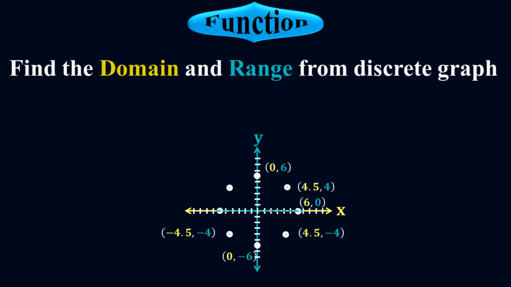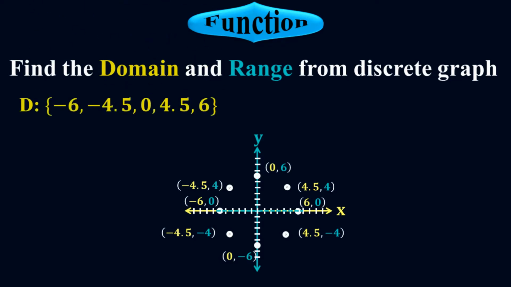At this point I have -4.5 along x-axis and -4 along y-axis. At this stage I have -6 along x-axis and 0 along y-axis. At this point I have -4.5 along x-axis and 4 along y-axis. These are the coordinate points along x-axis and y-axis of this discrete graph. So I'm going to find the domain and range from here.